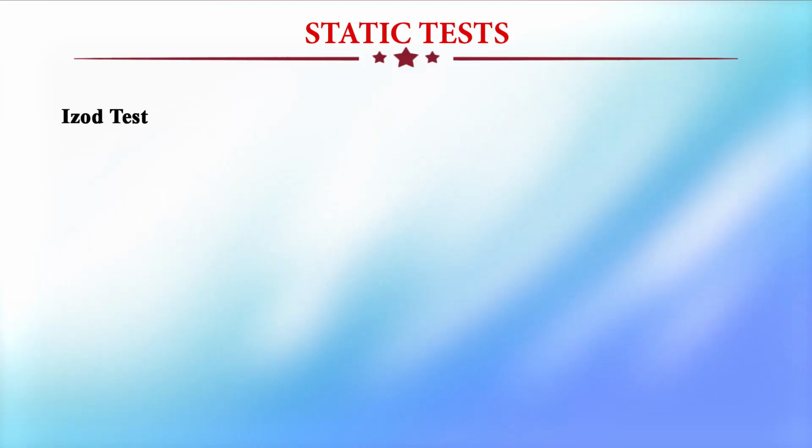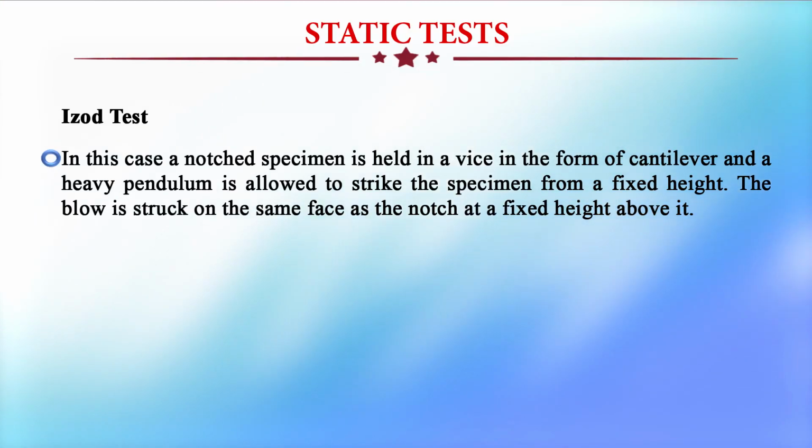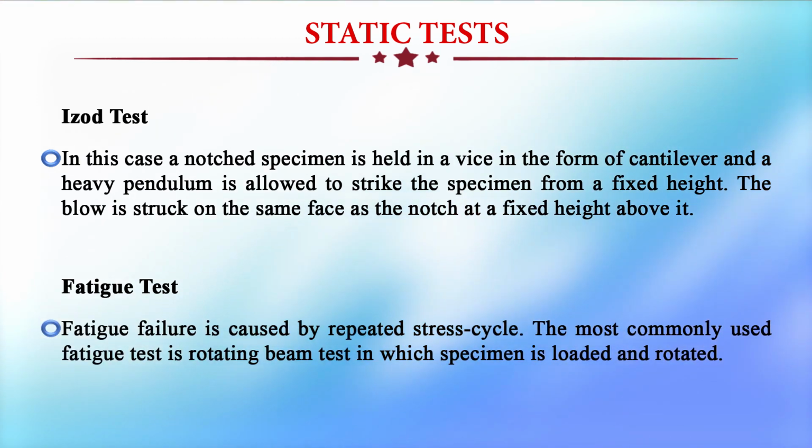Then we have the Izod test and the fatigue test. In the Izod test, a notched specimen is held in a vise in the form of a cantilever and a heavy pendulum is allowed to strike the specimen from a fixed height. The blow is struck on the same face as the notch at a fixed height above it. Then the fatigue test. Fatigue failure is caused by repeated stress cycles. The most commonly used fatigue test is the rotating beam test, in which the specimen is loaded and rotated.